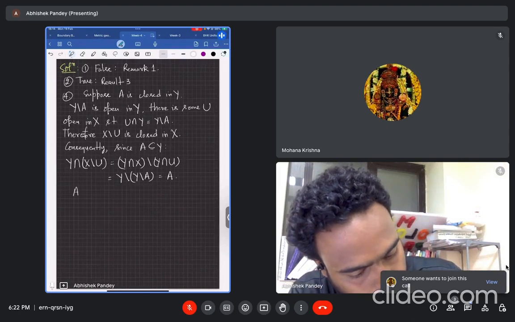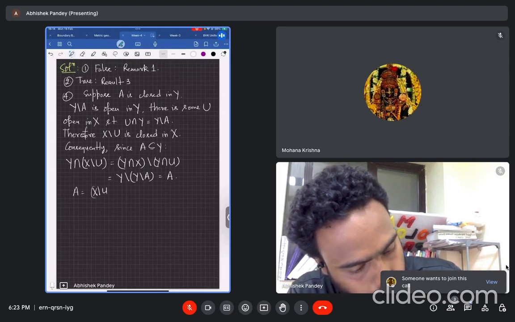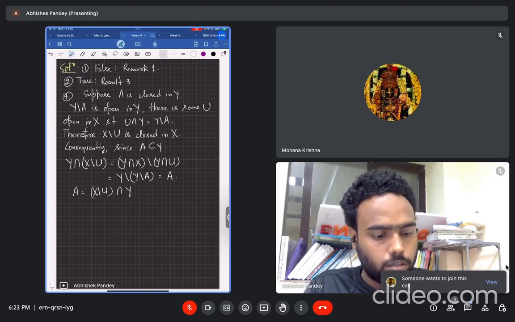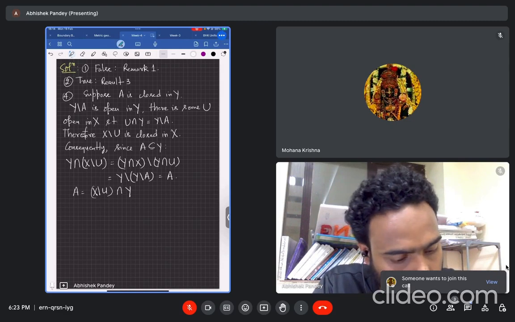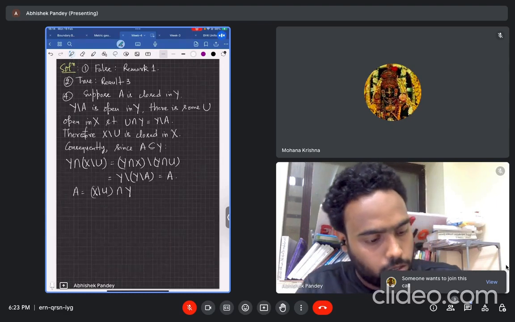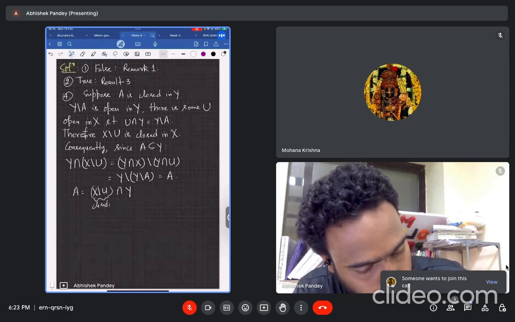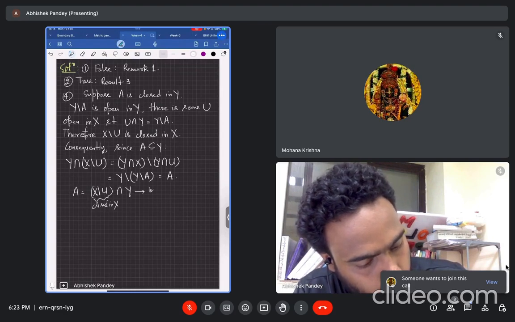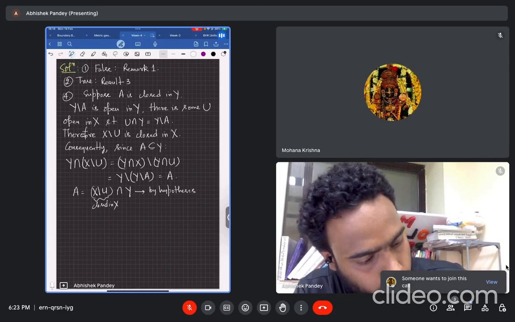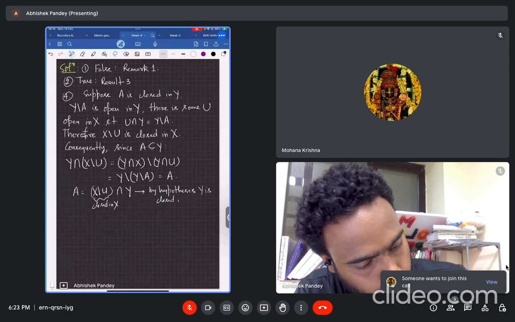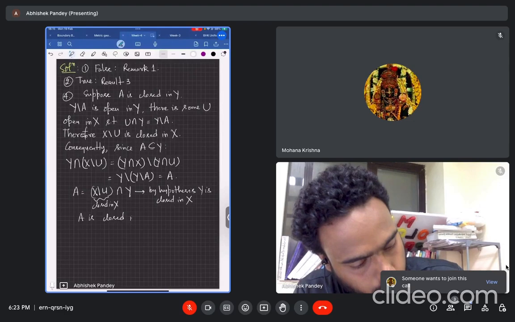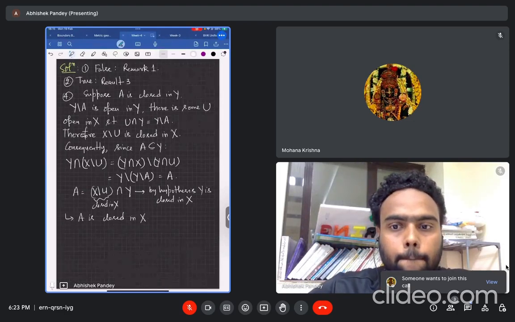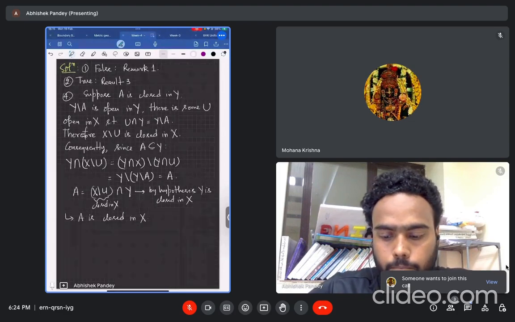So basically we have written A in terms of (X minus U) intersection Y. Okay, so it means that this is a closed set in X, and by hypothesis, Y is closed in X, so their intersection is also closed in X. So A is closed in X. Is it clear? I hope this is clear.